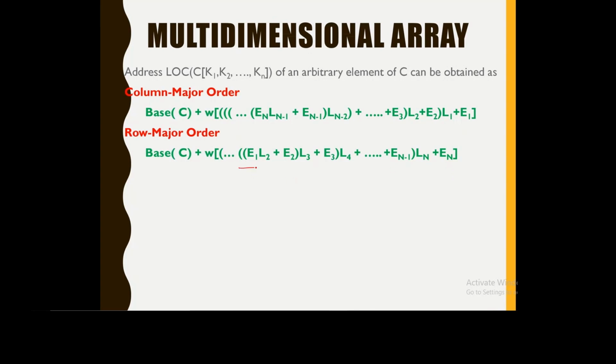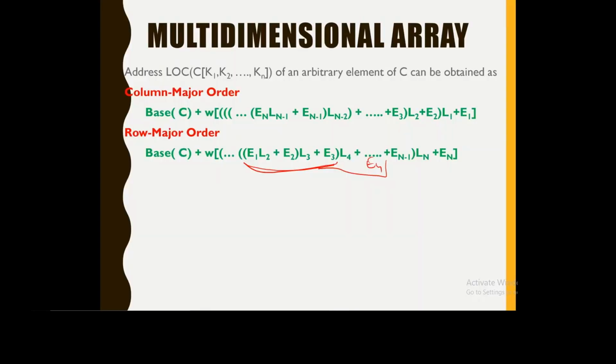And this will be the formula for row major order. We'll start from here: E1 L2 plus E2 L3 plus E3. Suppose it is 3 dimensions, then we will go up to E3 like here. That is our formula for 3 dimensions. If it is 4 dimensions, then we will go up to E4. Same as here, if it is 3 dimensions, we go up to E1 L2 to E3, and if it is 4 dimensions, we go further here.